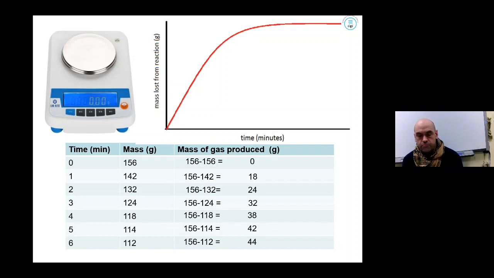And what we would really do, we want to plot the mass of the gas being produced. And you can see here the calculation that we've done. We start off with a mass of 156, and I'm just subtracting the subsequent masses to work out the mass of gas produced after each minute. And again, we get this curve here. So that's another method for monitoring rate with a gas. If you're not going to collect the gas, you can weigh the reaction.